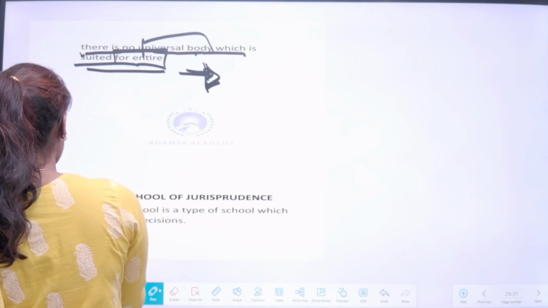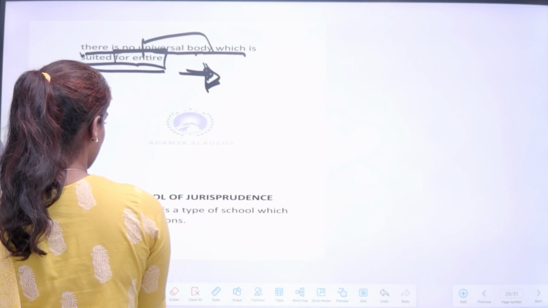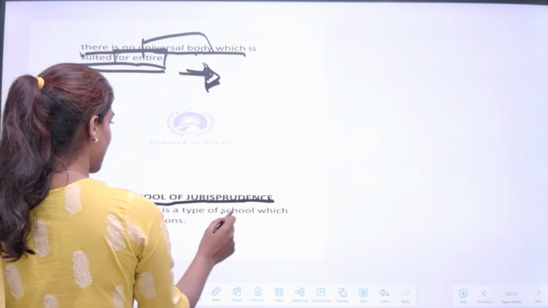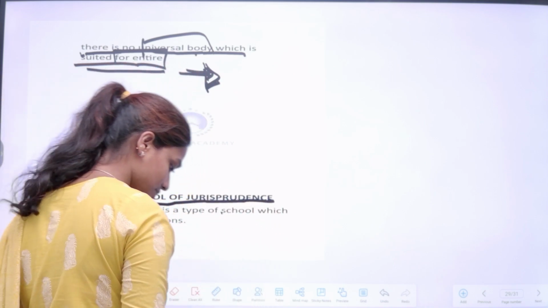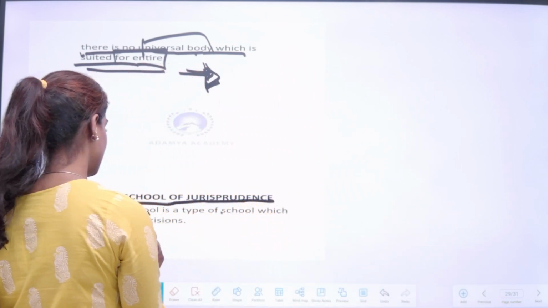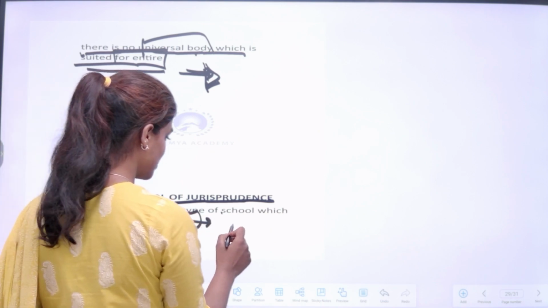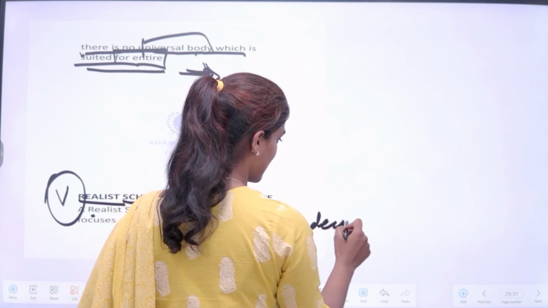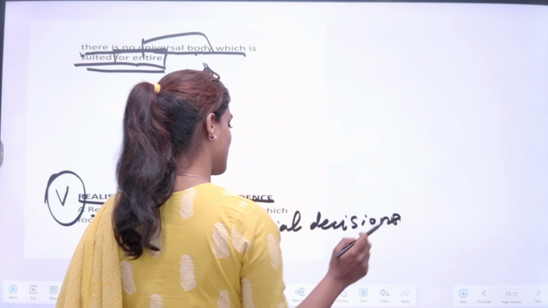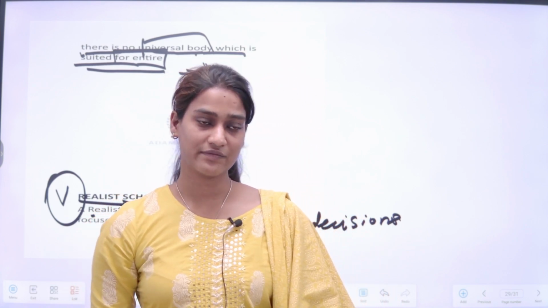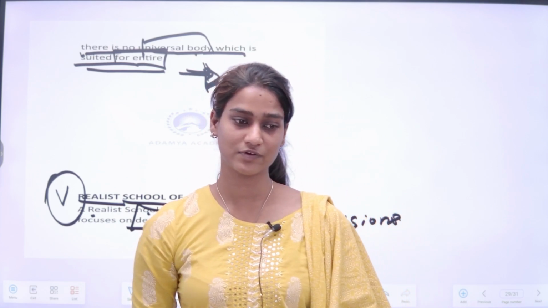Now the last school which we have to look into is the realistic school of jurisprudence. A realistic school is a type of school which focuses on decisions. The name obviously suggests that it focuses on decisions. And what are decisions? Decisions are the judgments which are pronounced by the courts. These judgments can be given by the judges of conventions, or the judges of lower courts, or the judges of higher courts, or any courts per se.